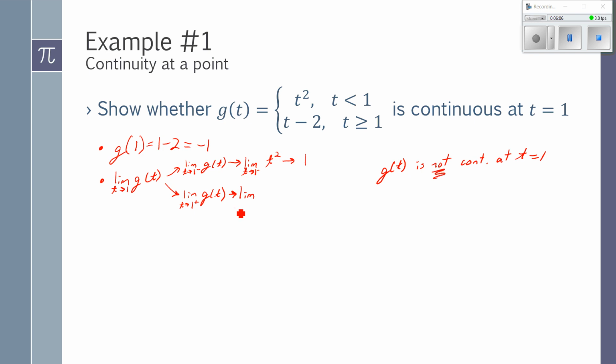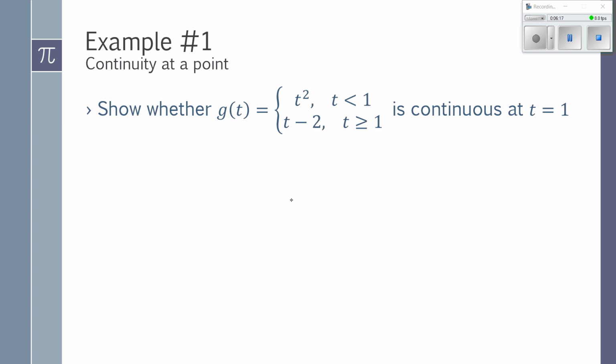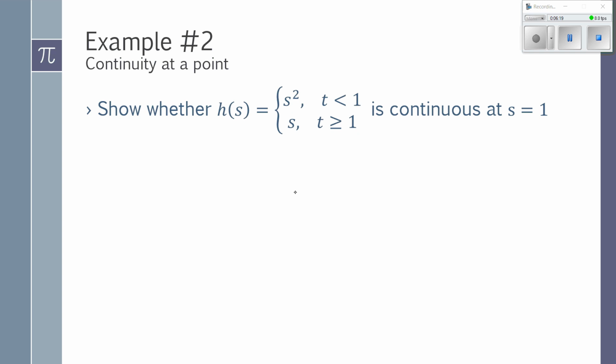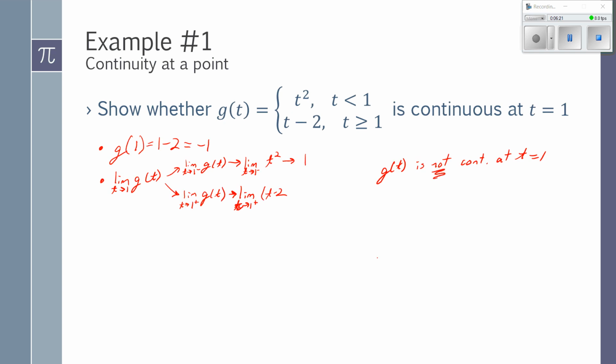So if I go to my right-sided limit as t is approaching 1 from the right, that means t is bigger than 1, so I would use the t minus 2 piece. Whoops, my apologies. I can do substitution and I get -1. And what I actually can now see from this is the two-sided limit as t approaches 1 of g of t does not exist.